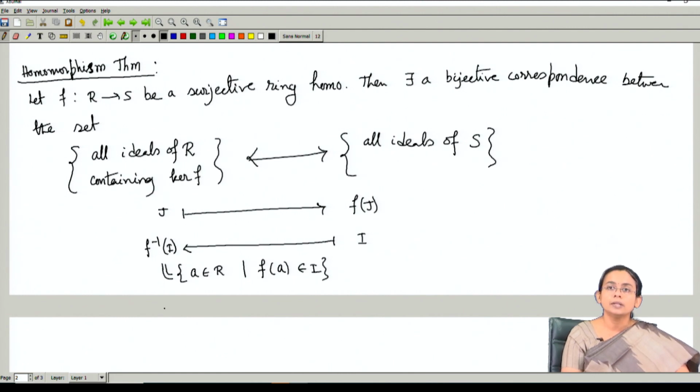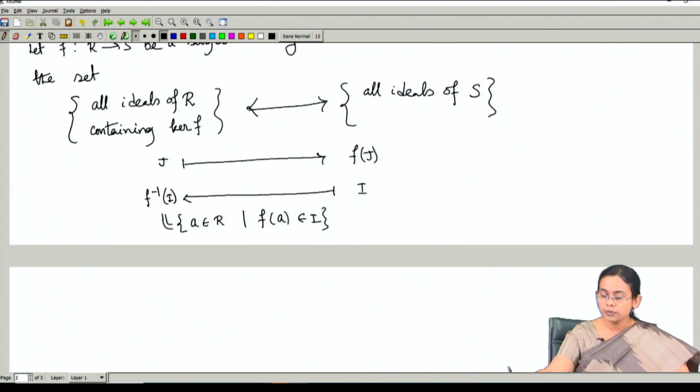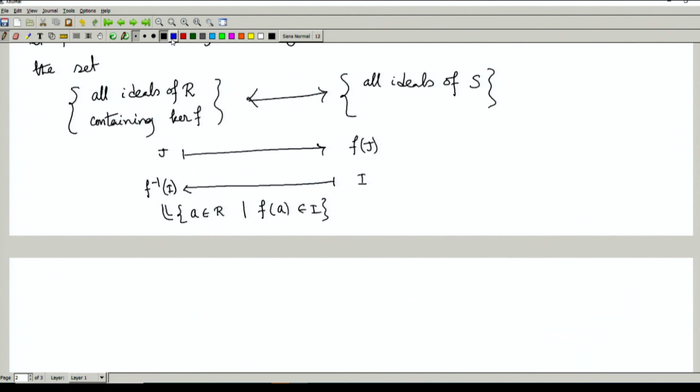Now, if I want to show that this is a bijective correspondence, what do I need to show? I want to show that if I start with J, then apply F of J and then take the pre-image, I should get back my J. And if you start with I, come back via the pre-image and then go back via F, then you should get back your I. If I am able to prove this, then the bijective correspondence will be proved.